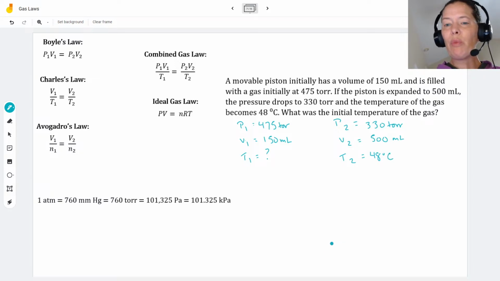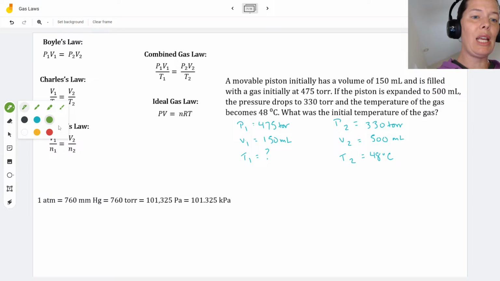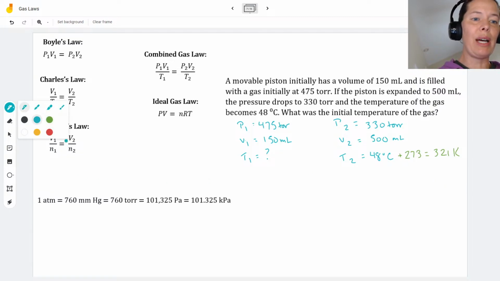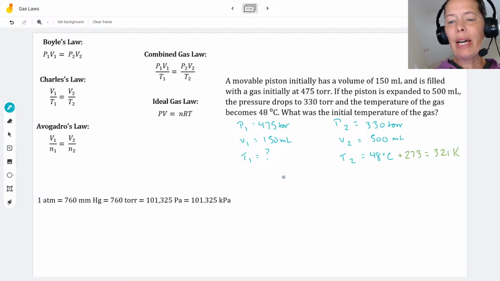So the good news for this problem is our units are matching. That's great. We do need to convert this Celsius into Kelvin because we cannot do this problem without converting into Kelvin. So let's add 273, and this is 321 Kelvin. Okay, now we're ready to use our combined gas law. So combined gas law is P1 V1 over T1 is equal to P2 V2 over T2.